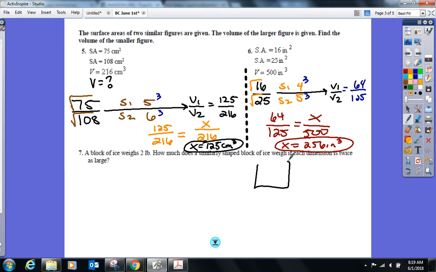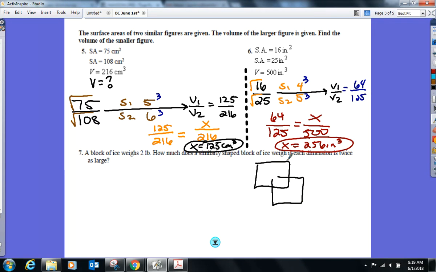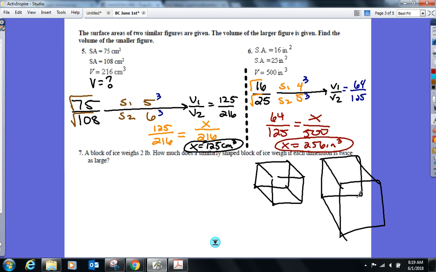And I don't need you to do a fancy drawing. I'm just going to draw my block of ice here, and we got a bigger one that's twice the size. I don't know if this is really twice the size, but. When we are talking about weight, it's kind of like filling it up, right? Instead of talking about the surfaces on the outside, when we're talking about weight, we are talking about the volume.